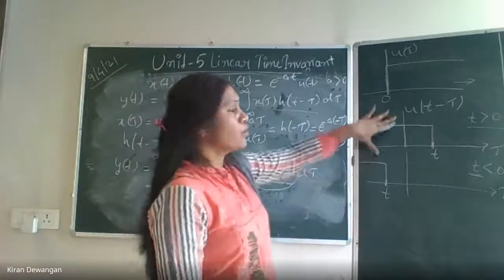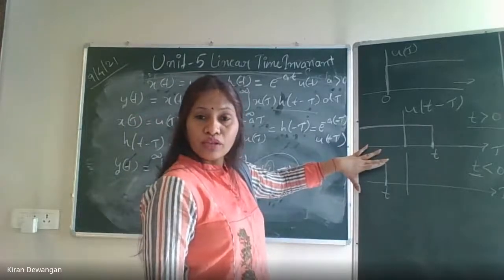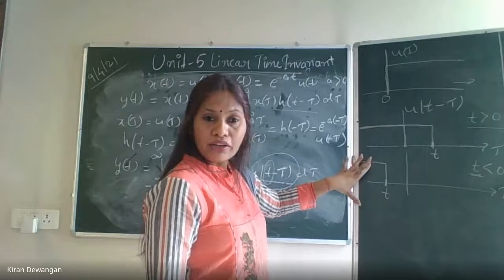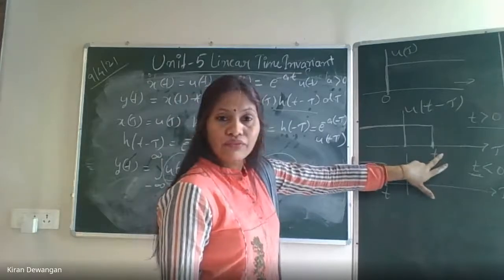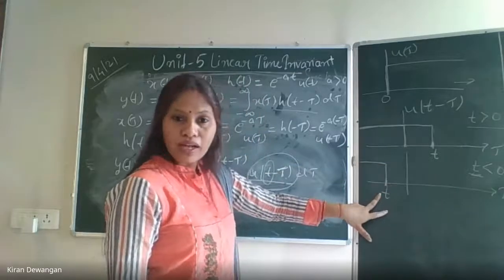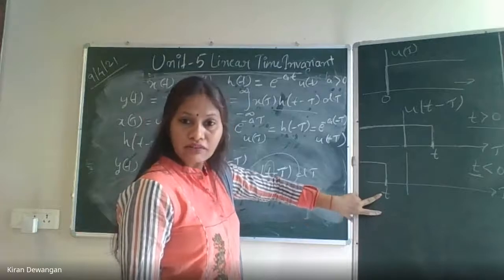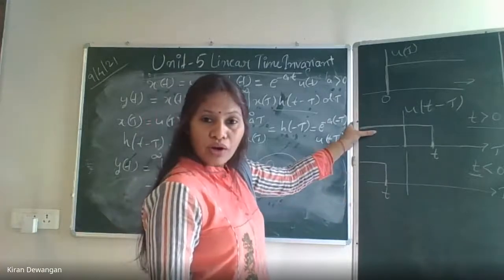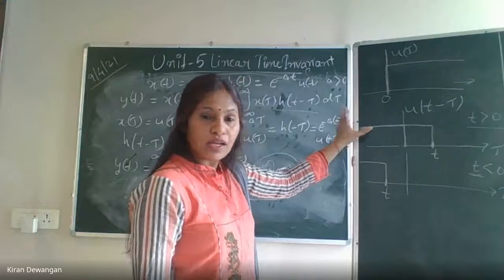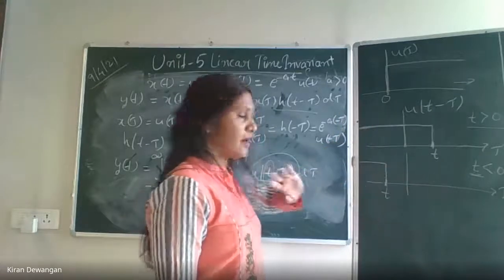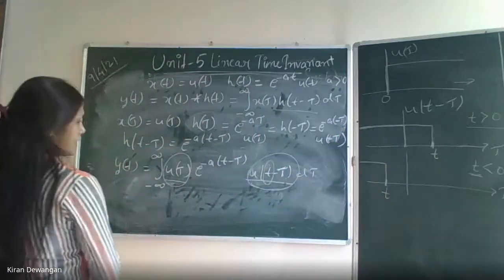ठीक है? तो दोनों अलग-अलग होगा. In both the cases, the plot will be different. This is for positive value of t and this is for negative value of t. मतलब अगर t is a negative value, this one is the plot, and if t is a positive value, this is the plot. तो दोनों को हमें consider करना है. ठीक है? Now let us take this one.